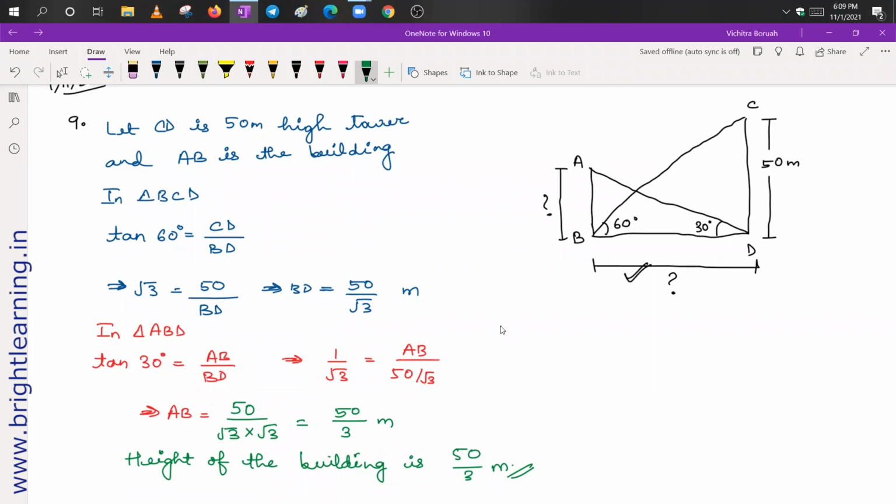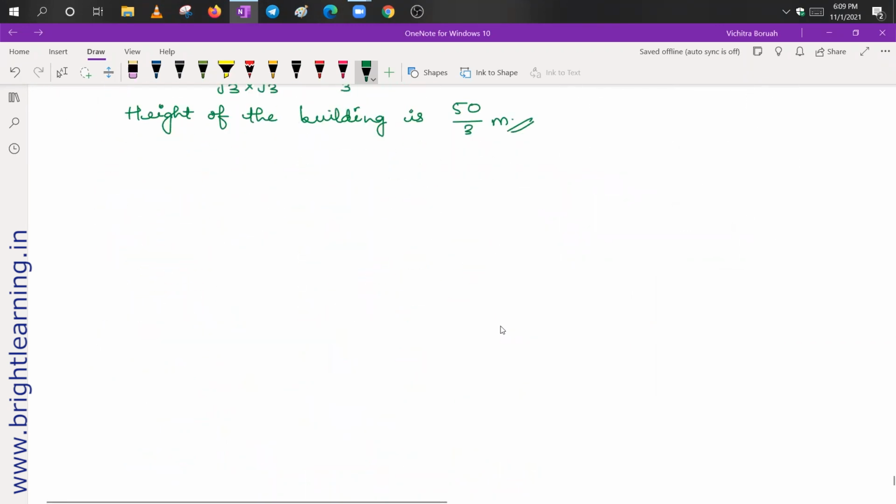So now let's move on to the next question, that is question number 10. In question number 10, it is given that two poles of equal heights are standing opposite each other on either side of the road, which is 80 meters wide. From a point between them on the road, the angles of elevation of the top of the poles are 60° and 30° respectively. So find the height of the poles and the distances of the point from the poles.